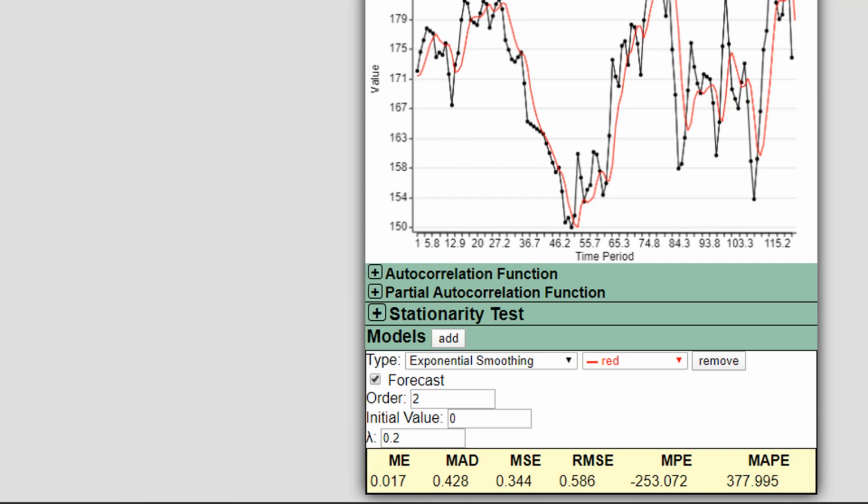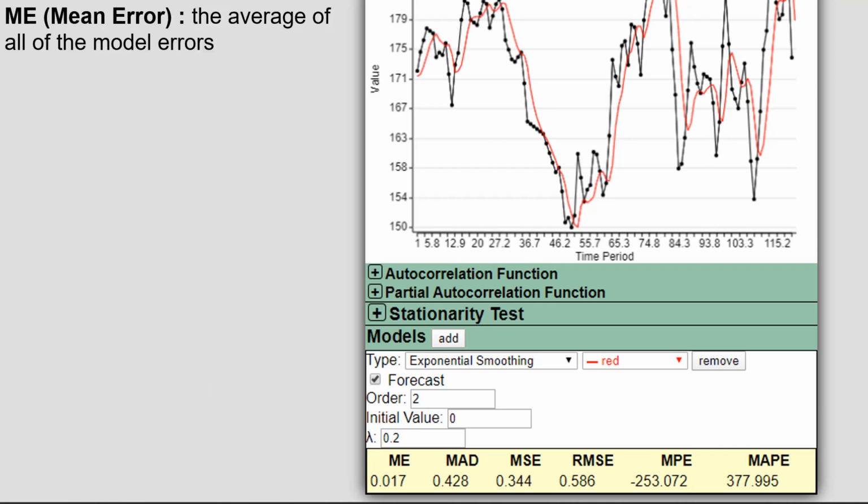So first is ME, that's the mean error. That takes the difference between each predicted value and the actual value, that's the error, and just averages all of those errors. If the mean error is 0, that means your forecast is unbiased. So the difference between your average prediction and the average value would be the bias of this model. If you want an unbiased model, you want your mean error to be 0.